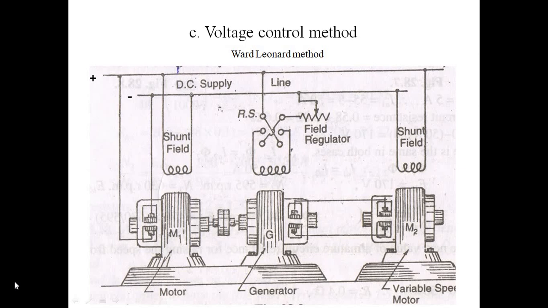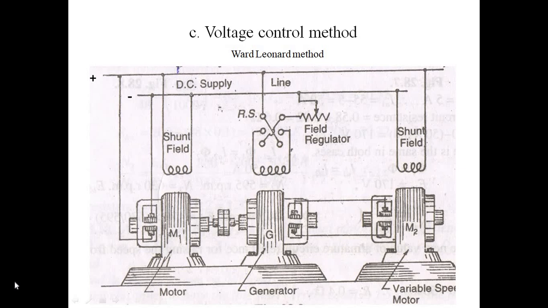Next, Ward Leonard method. In this method, first a motor, then a generator, then another motor. The DC supply is given to the DC motor. The field windings are connected to the DC supply. The first motor is coupled with the generator.